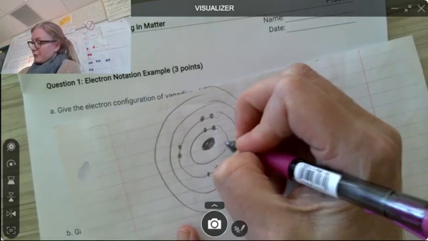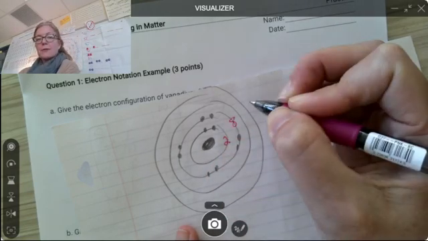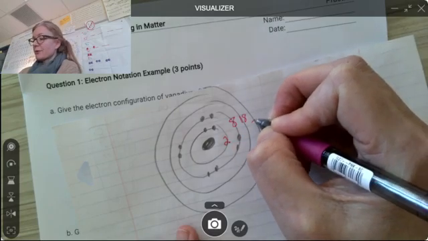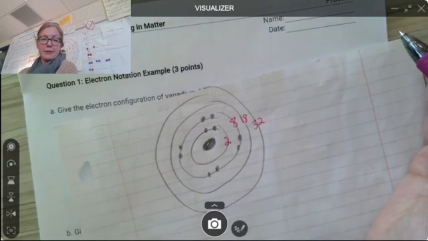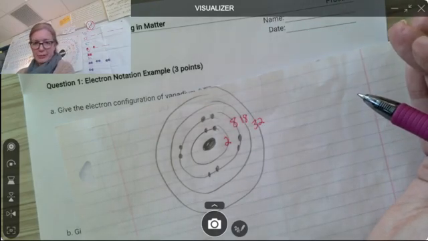So the first energy level can hold 2 electrons. The second can hold 8. The third can hold 18. And the fourth can hold 32. And it gets bigger and bigger as you get further from the nucleus. But I just want to teach you the first 4 energy levels.